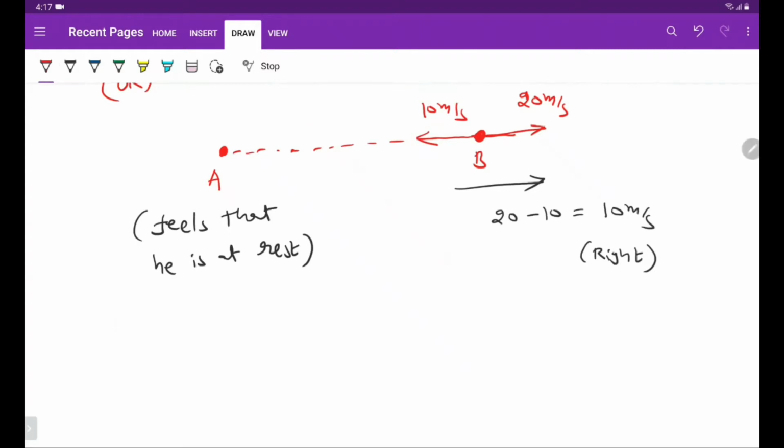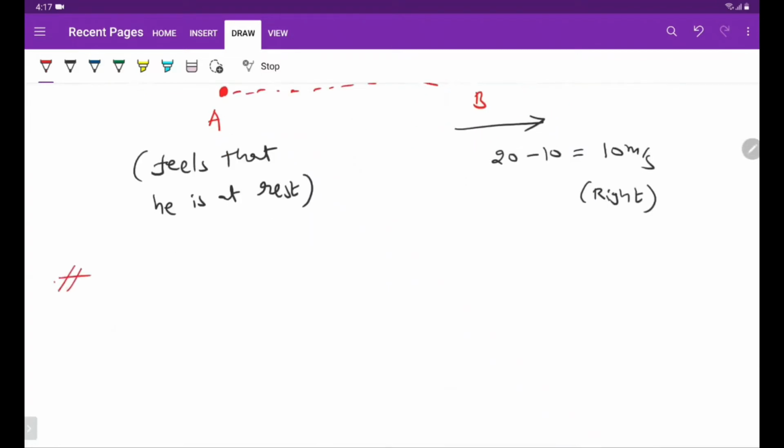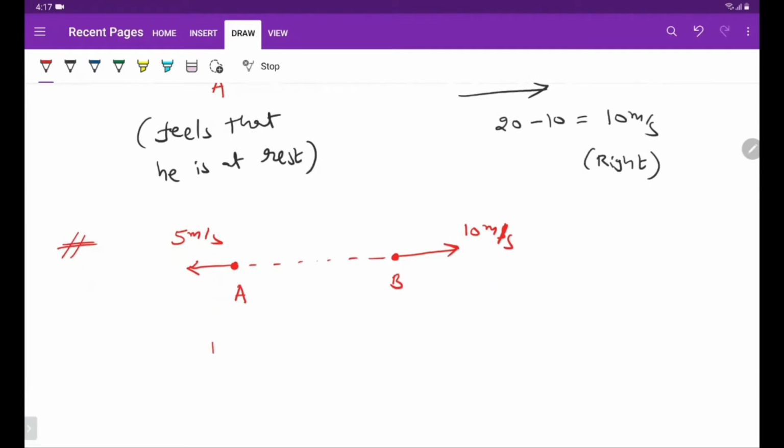Similarly, we can solve this. Suppose a problem is given like this. Suppose car A is moving left side with speed 5 meter per second, and car B is moving right side with speed 10 meter per second. What is the speed of A with respect to B? And what is the speed of B with respect to A?